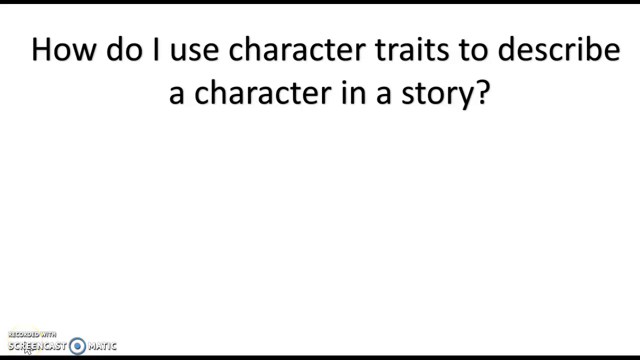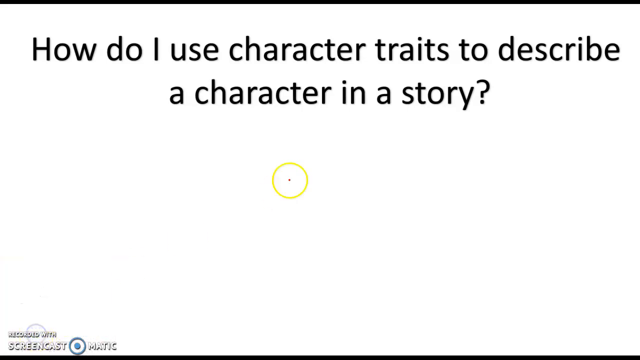This is your lesson essential question. Remember, a lesson essential question is a goal for your learning. So what will you be able to do at the end of this lesson? How do I use character traits to describe a character in a story?